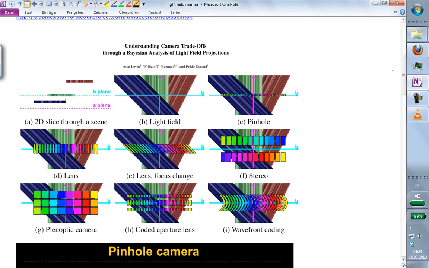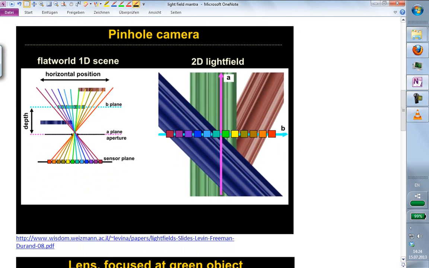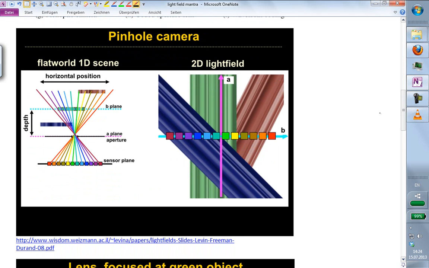Then let's look at the pinhole camera. I'm showing a slide here from the original talk that Anat Levin gave in, I think it was ECCV, but I'm not sure, 2008. On the left side of this picture, you see repeated the set of objects and the rays. The rays are here colored just for identification purposes.